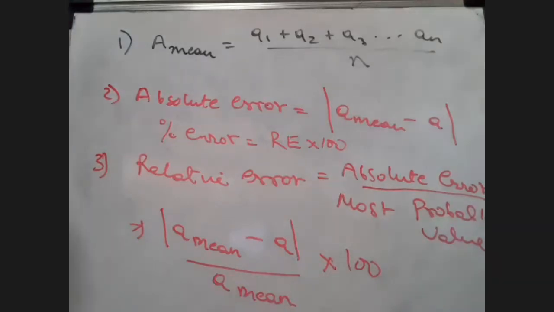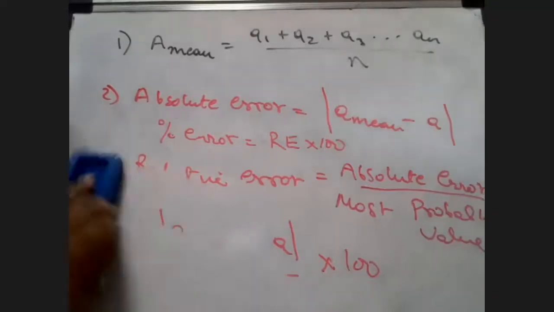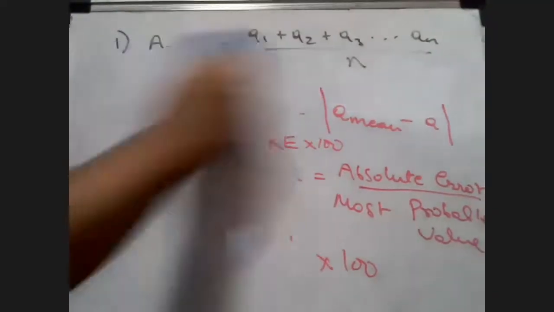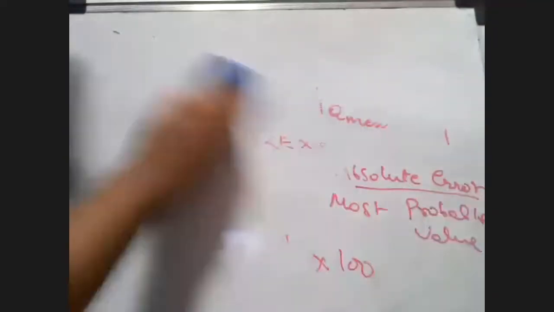Let's do some examples. Don't worry if you have not understood this, you can send me a chat. And if I have not seen your chat, then you can ping me by unmuting yourselves. So let's look at some examples. Just give me 1 second.